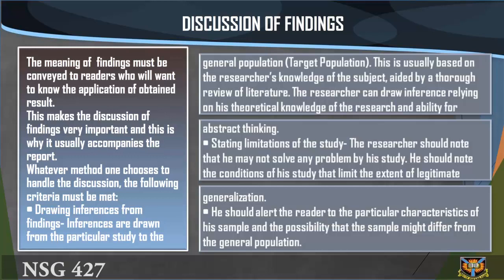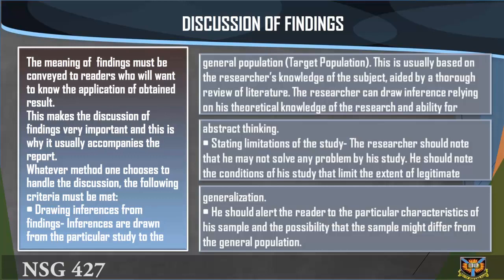Whatever method he chooses to handle the discussion, the following criteria must be met. 1. Drawing inferences from findings. Inferences are drawn from the particular study to the general population, the target population. The researcher's knowledge of the subject matter, aided by a thorough review of literature, will have a tremendous influence on his efforts. He can draw the inference at any stage, relying on his theoretical knowledge of the research and his ability for abstract thinking to help him do this.